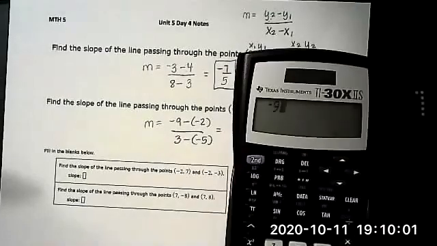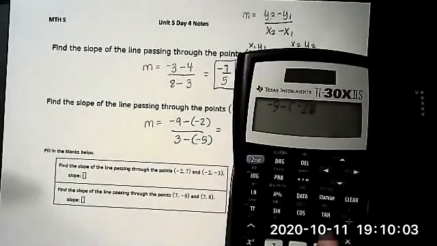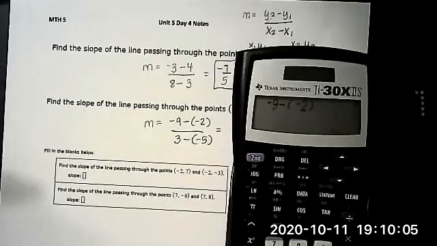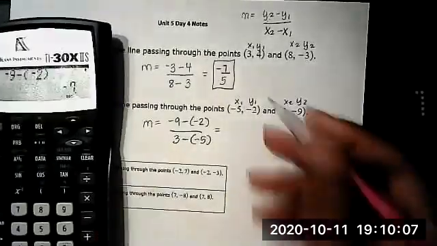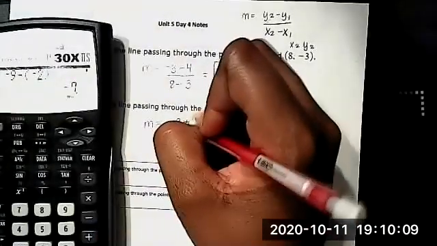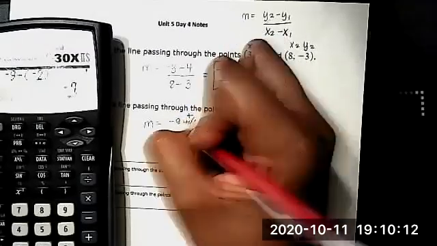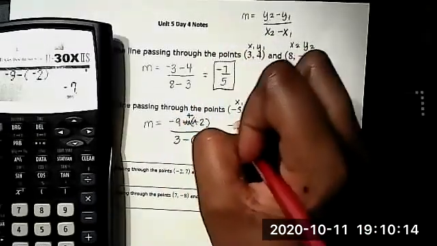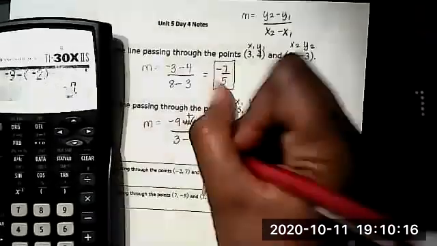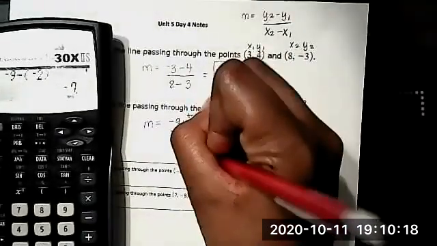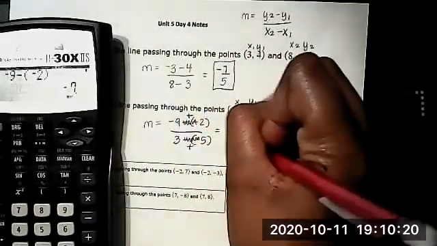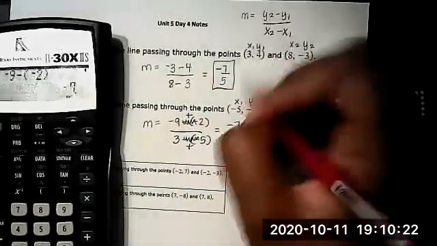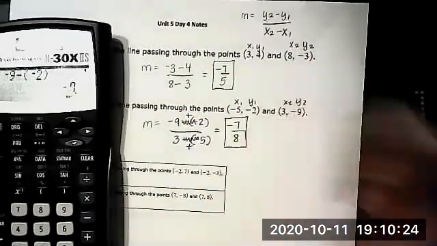-9 minus parentheses -2. My answer there is -7. And you should know that if it has minus a negative, it becomes plus. -9 plus 2 is -7. And here, again, it's plus. 3 plus 5 is 8. -7 over 8 is your answer for slope. Okay?